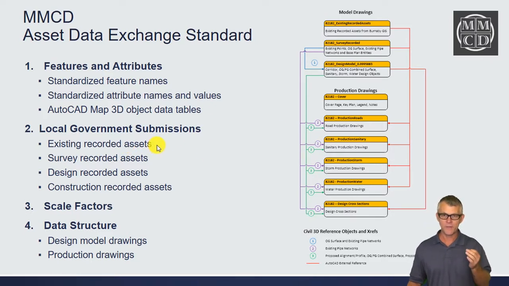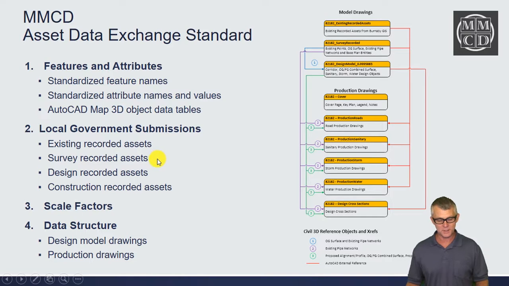The designer would then update that drawing to change the life cycle status of the assets that are affected by the project. 70 to 80% of Burnaby's capital program is to replace aging infrastructure that's at the end of its useful life. We need to identify the assets that have been retired, abandoned, improved, or removed as part of that project. And that's the intent of existing recorded assets.